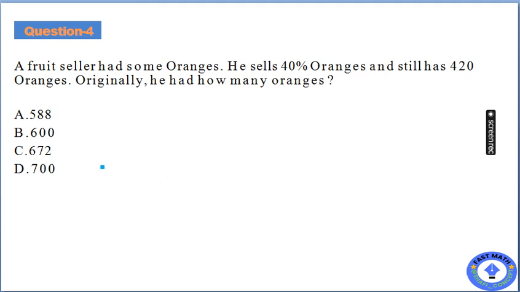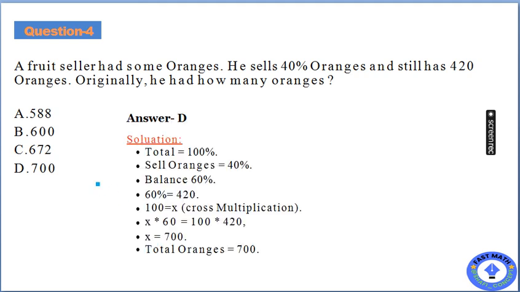Coming to the fourth one: a fruit seller had some oranges. He sells 40% of oranges and still has 420 oranges left. Originally he had how many oranges? In this problem there are two methods. One is the conventional and the second is the short trick. First of all, I will go into the conventional method. Because you have to understand basic concepts before going to the shortcuts.